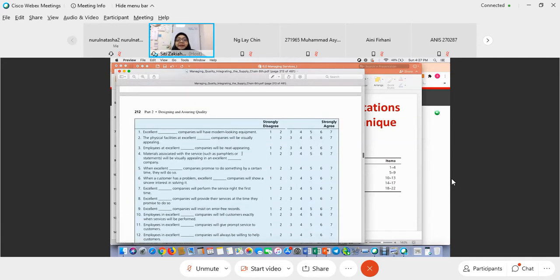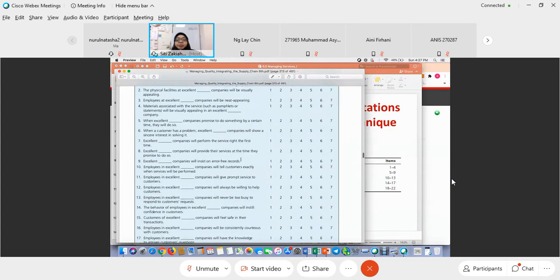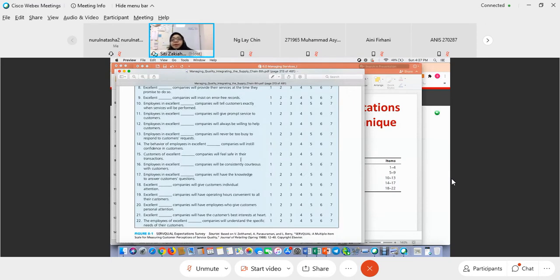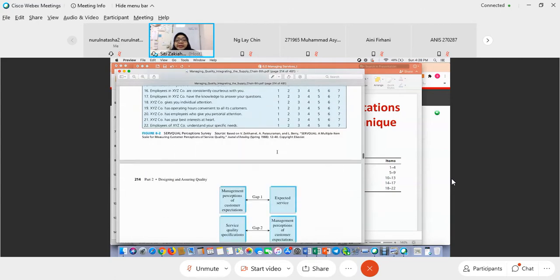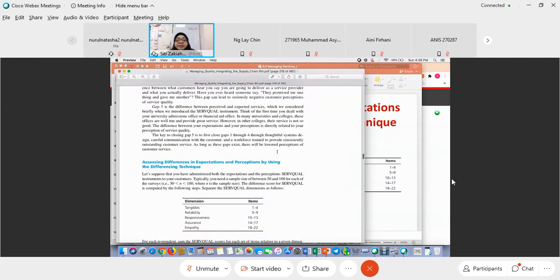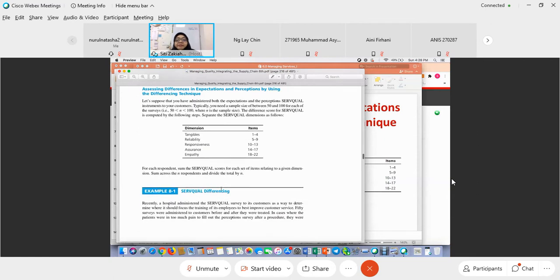This is the survey. This is on expectation. You will ask 22 questions. That means before the customer experiences the service, you give them a questionnaire and they will rate. Then after they receive the service, you give them another survey, and they will rate. Then you measure. To measure it, we use something called SERVQUAL differencing.